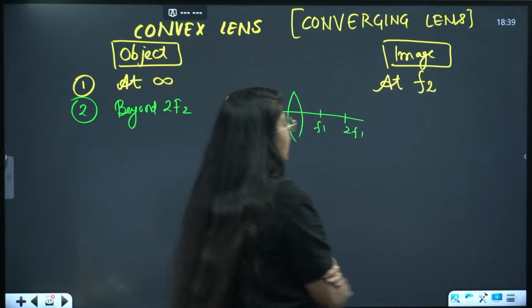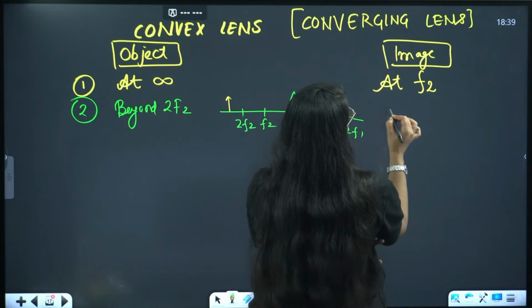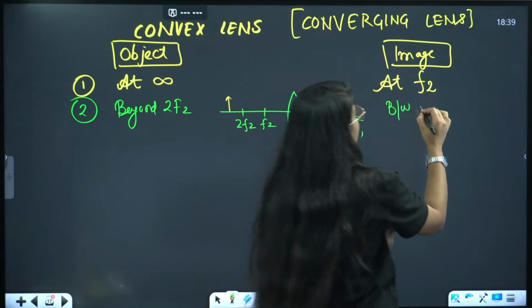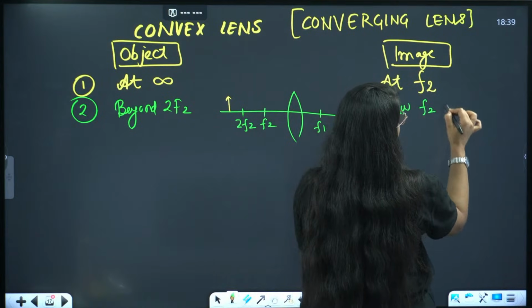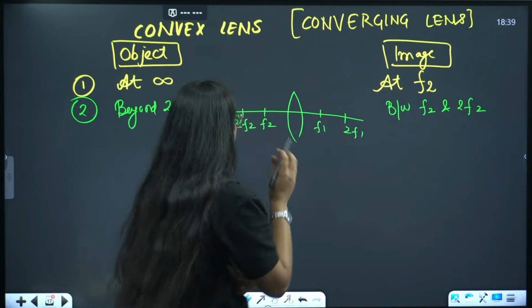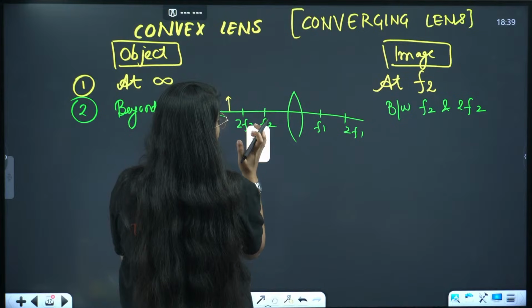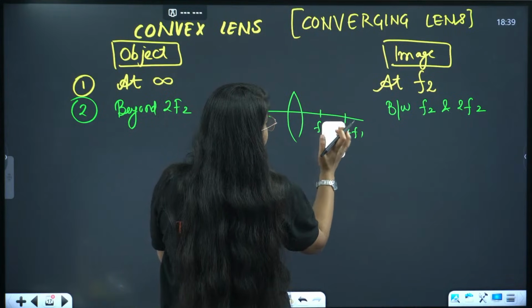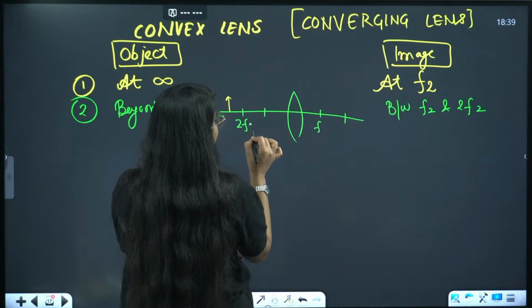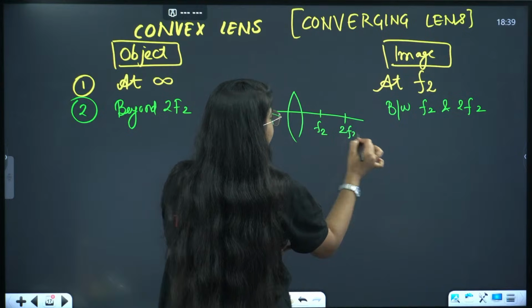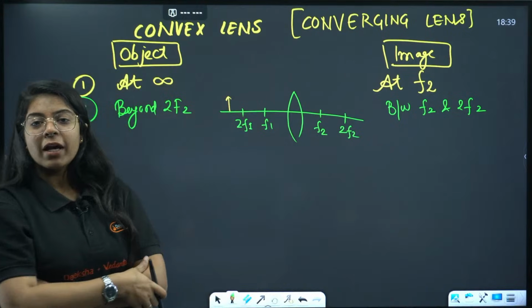So in this case the image will be formed, just like concave mirror, between F2 and 2F2. अरे मैंने उल्टा लिख दिया. Wait. This will be 2F1, F1, F2, 2F2. ठीक है? Between F2 and 2F2.